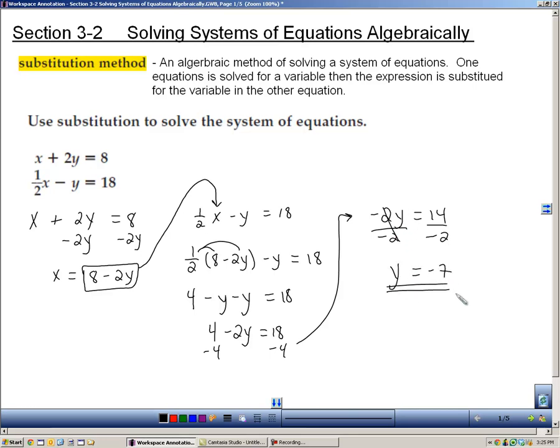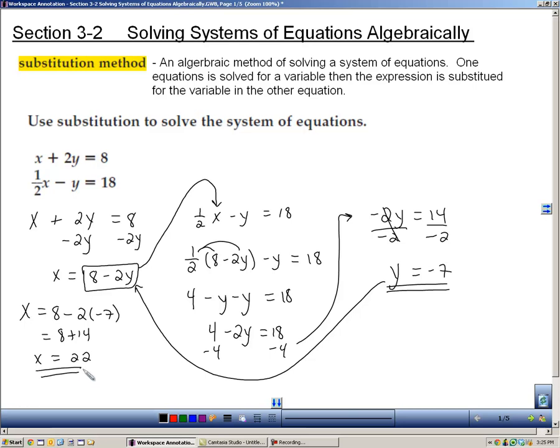Now that's only a partial solution because that's the y value. I need to now find what the x value is, and I do that by taking the y and plugging it into this equation over here and solving for x. So x equals 8 minus 2 times negative 7. Negative 7 times negative 2 is a positive 14, and 8 plus 14 is 22. So my x value is 22, my y value is negative 7. That creates an ordered pair of 22, negative 7.